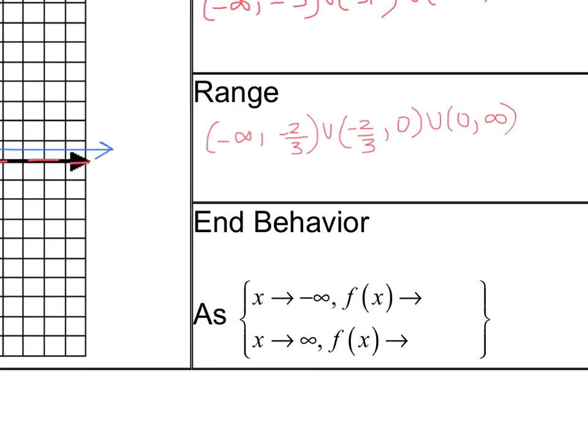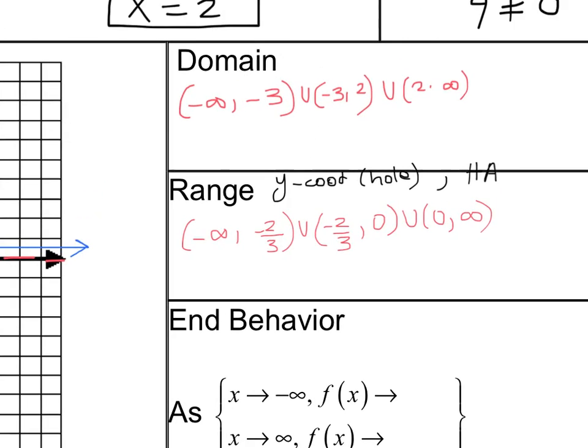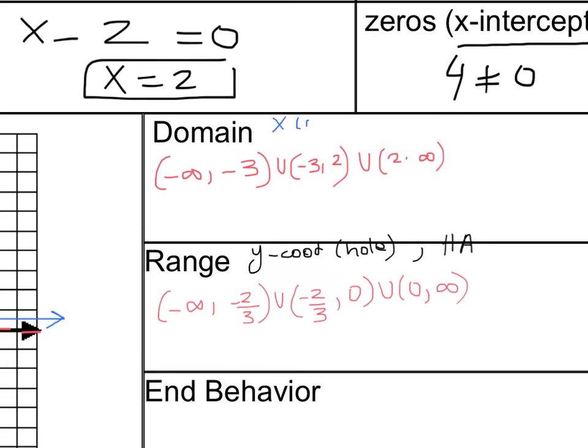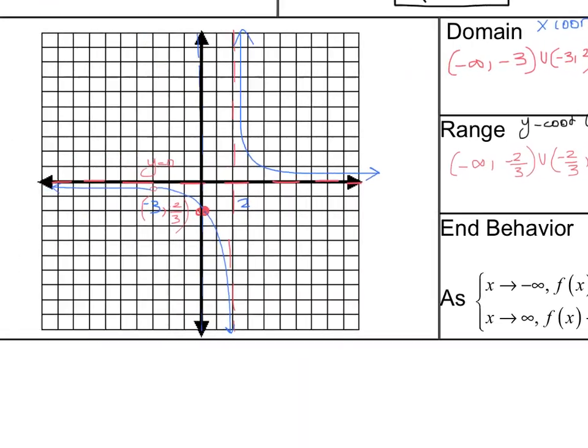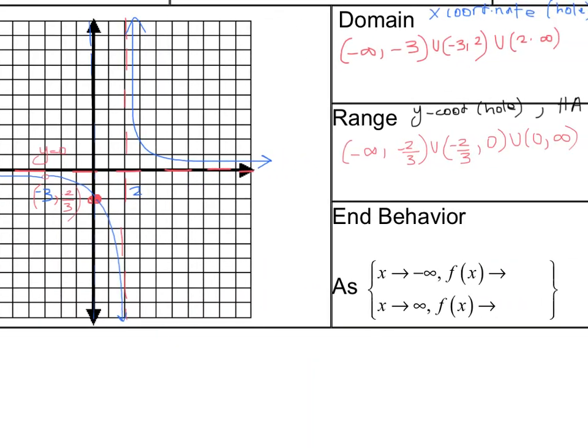So remember, to get the range, you have to look at the y coordinate of the hole of the function and the horizontal asymptote. For the domain, you look at the x coordinate of the hole of the function and the vertical asymptote. Now let's go ahead and look at end behavior. To find end behavior, you have to look at your horizontal asymptote, and I do have a horizontal asymptote at y equals 0. Then my answer will be 0.